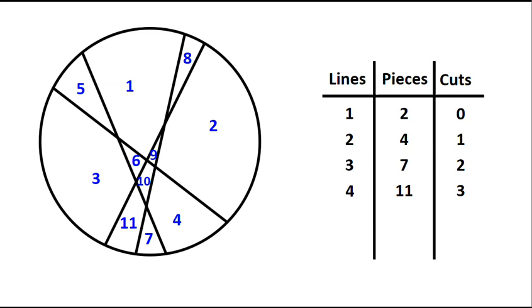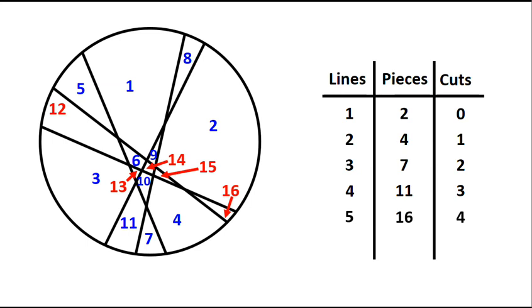So now I'll draw a 5th line, and I'll draw that 5th line in such a way so that an additional 1, 2, 3, 4 intersections, an additional 4 cuts are created, and that's 1 more than previously. And as a result of drawing that 5th line, I get 12, 13, 14, 15, 16. I get a total of 16 pieces being created.